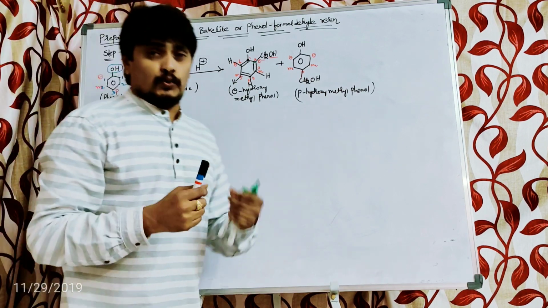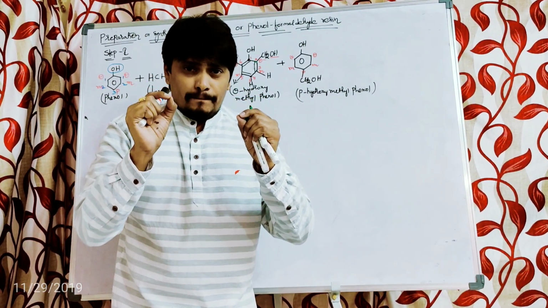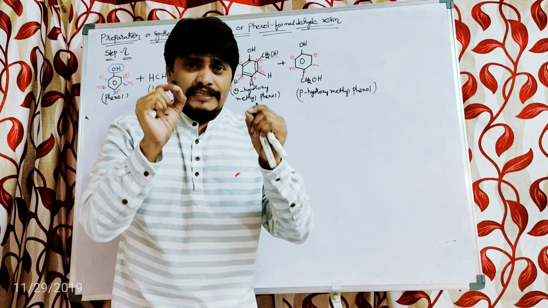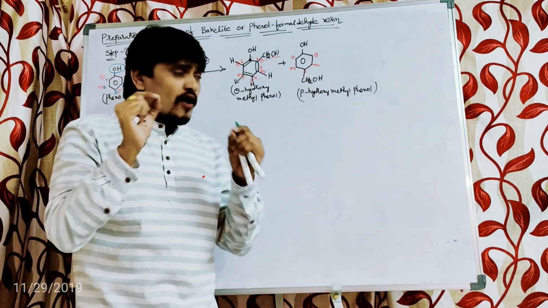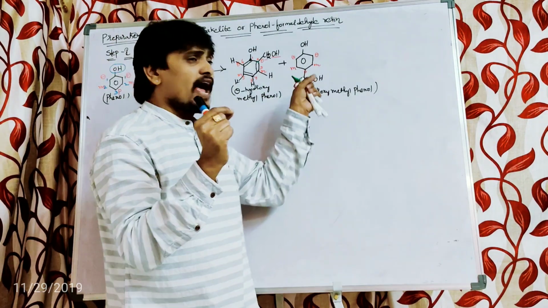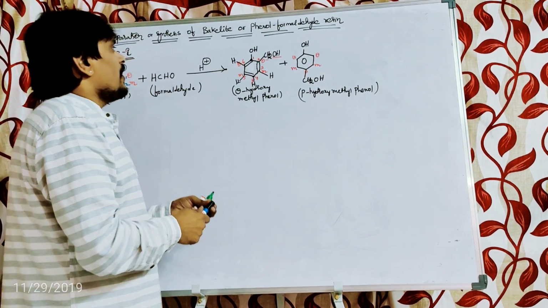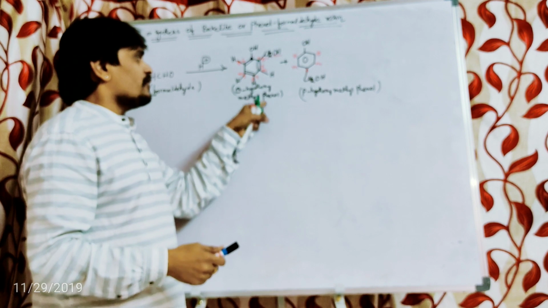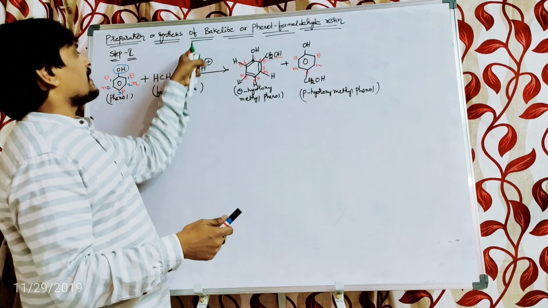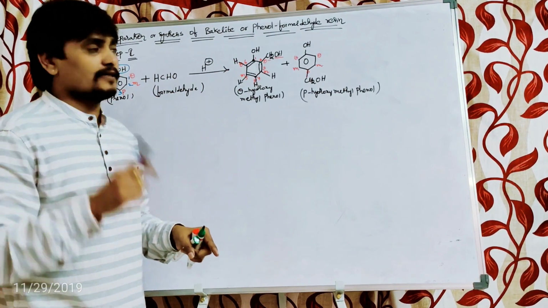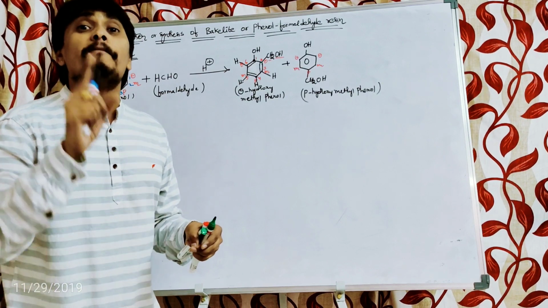Now coming to step 2. This step 2 involves the reaction between the major product obtained in the first step and phenol. Now the question is, among ortho-hydroxymethyl phenol and para-hydroxymethyl phenol, which is the major product? Among these two, which are obtained by the reaction between phenol and formaldehyde in the presence of an acid, ortho-hydroxymethyl phenol is the major product.